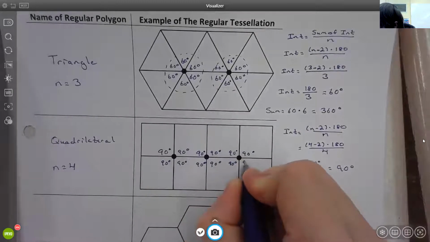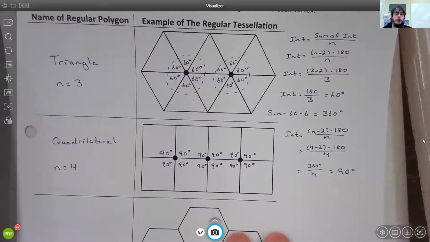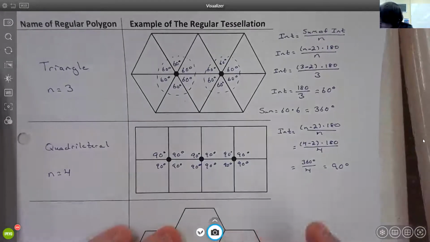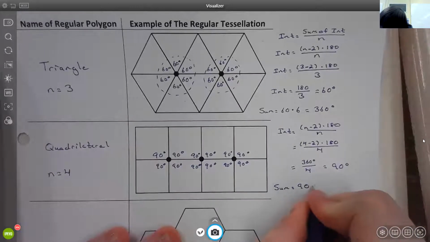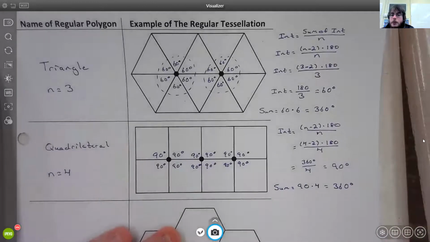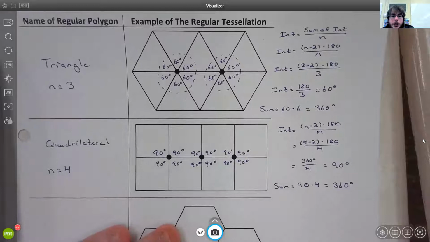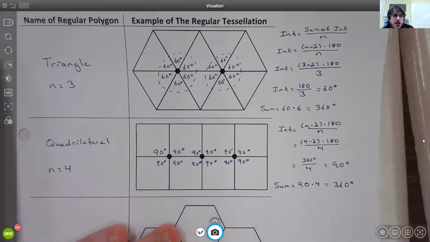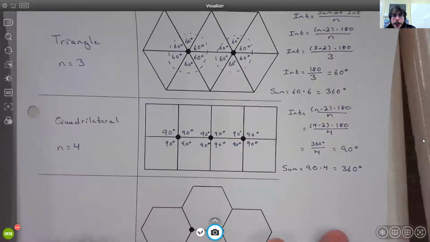Now, if you look at that and you take the sum around the vertex, the sum of the angles around each vertex, sum equals 90 times 4, which is 360. So far it looks like the sum of the angles around each vertex is going to be 360. So let's see if that holds true. So let's look at the next shape.